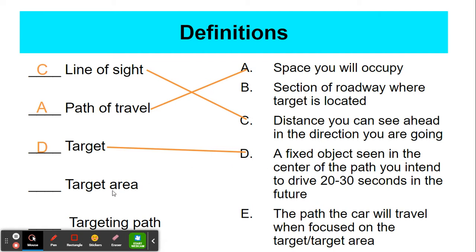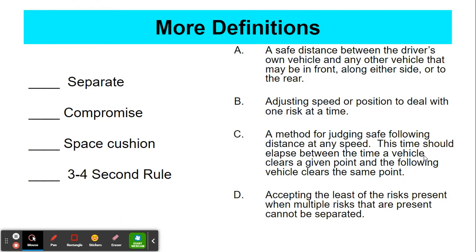Target area. If you picked B, you have that correct. The section of roadway where the target is located. And our targeting path is the path the car will travel when focused on the target area. Okay, let's move on. Now we have some more. These are going to get increasingly important as we continue on in our course.